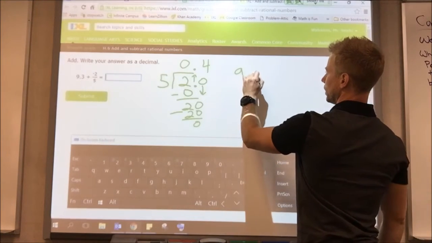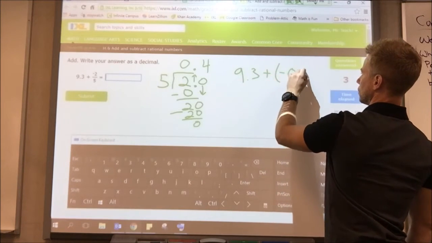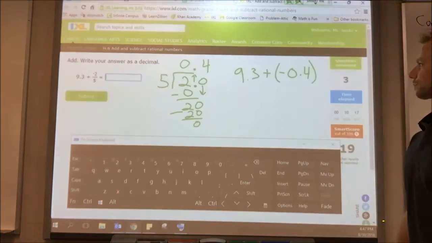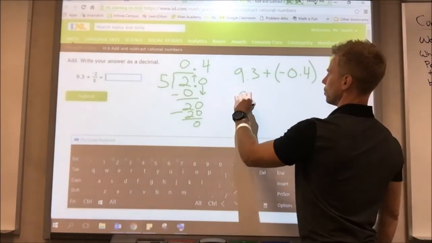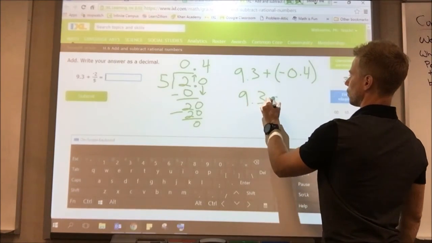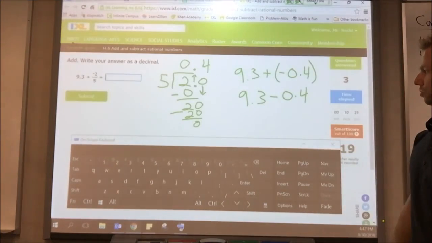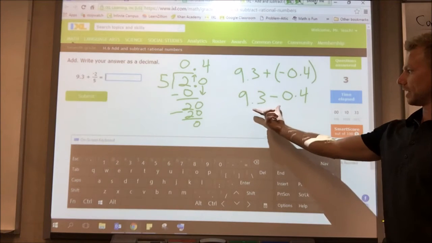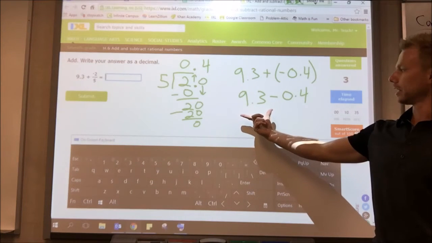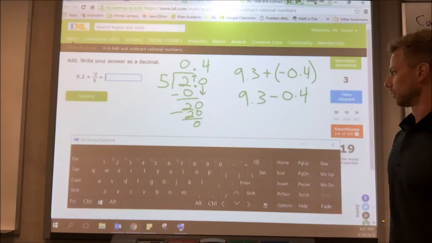So we have 9.3 plus a negative 0.4. We have unlike signs right next to each other. That's going to simplify to a negative. 9.3 minus 0.4. Now we need to subtract. 9.3 is positive, 0.4 is negative. That tells us they're unlike. We need to subtract and keep the sign of the bigger number.